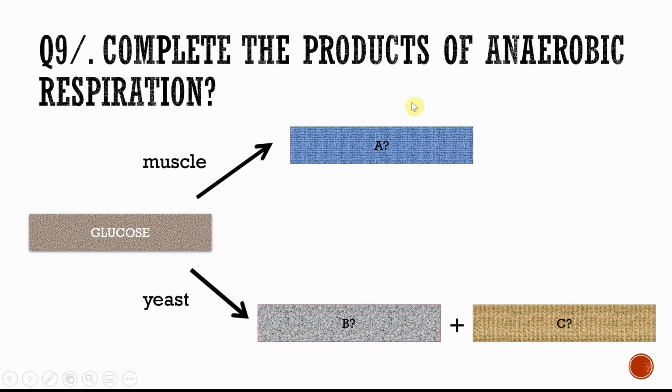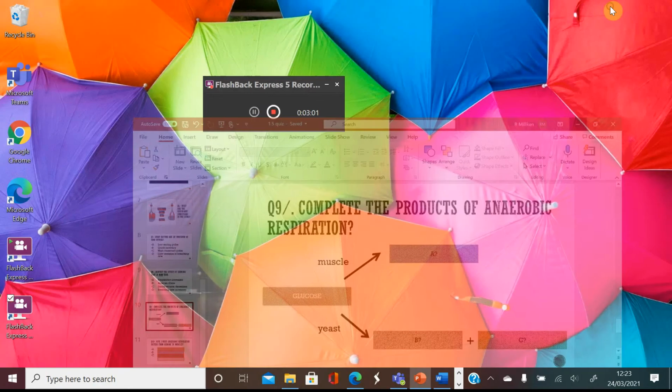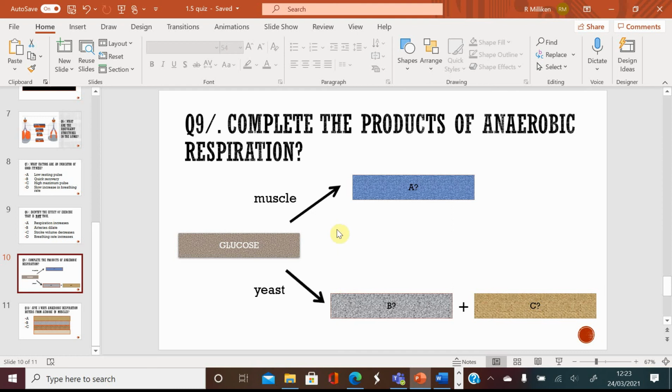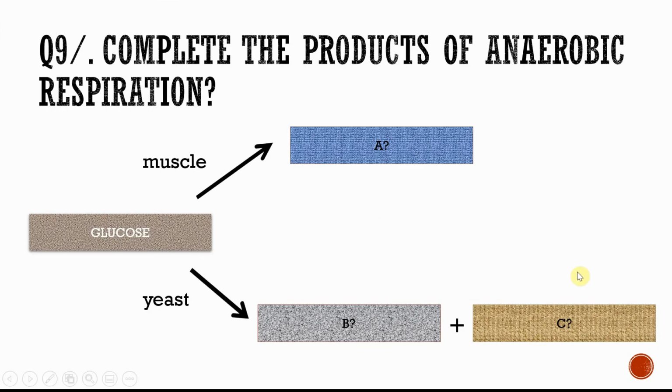Number 9, you're going to have to write A, B, and C here. So when muscles anaerobically respire with glucose, what do they make? That is A. Yeast then makes 2 things anaerobically with glucose. It is B and C. Just pause this here for a second. Okay, we're back, sorry. So that's 9. So 2 things for yeast, anaerobically respiring.